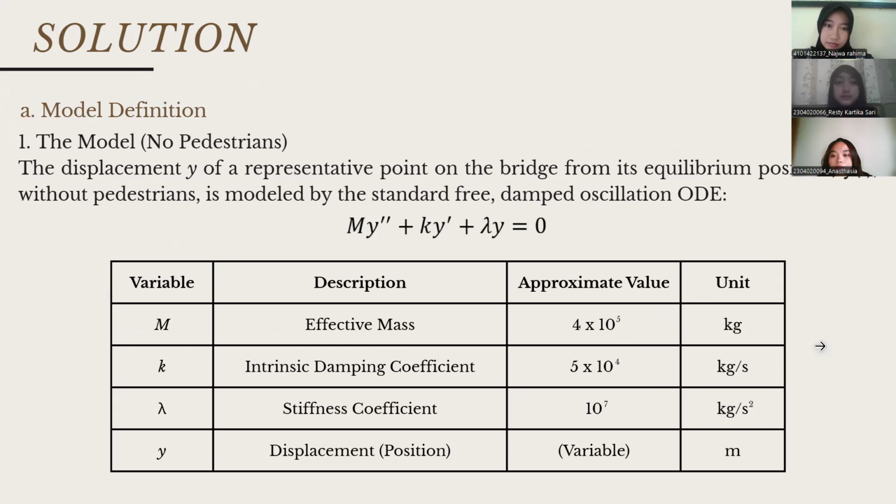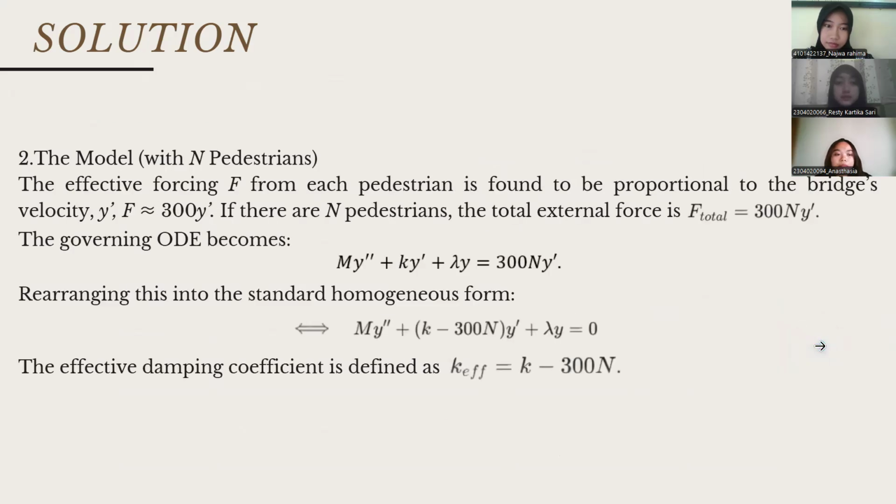And next, this is the model with pedestrians. The effective forcing F from each pedestrian is found to be proportional to the bridge velocity, that is y', so F is approximately 300 y'. If there are n pedestrians, the total external force is F total, so F total equals 300n y'. So the governing ODE becomes like that. Rearranging this into the standard homogeneous form, we get this form. The effective damping coefficient is defined as k_eff equals k minus 300n.